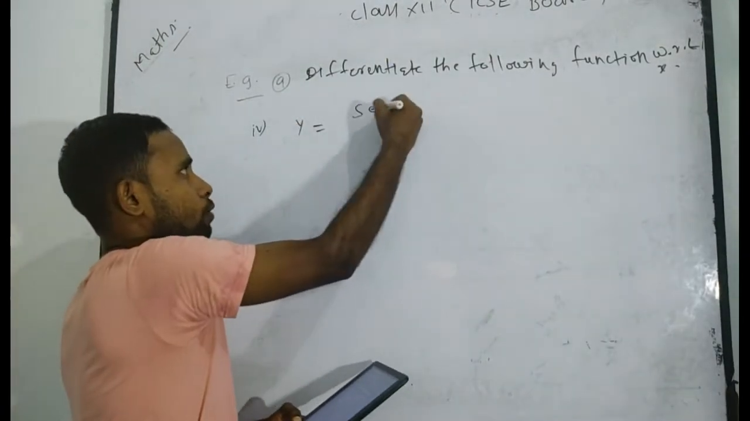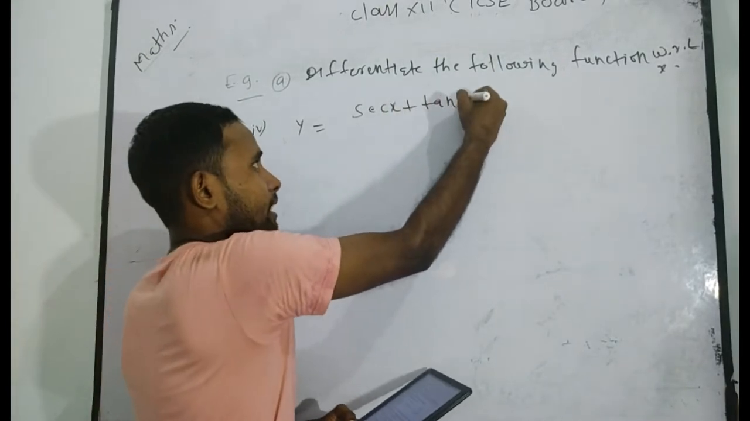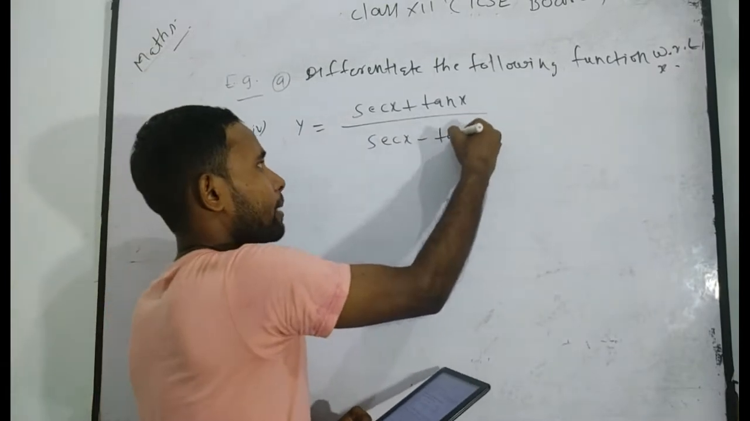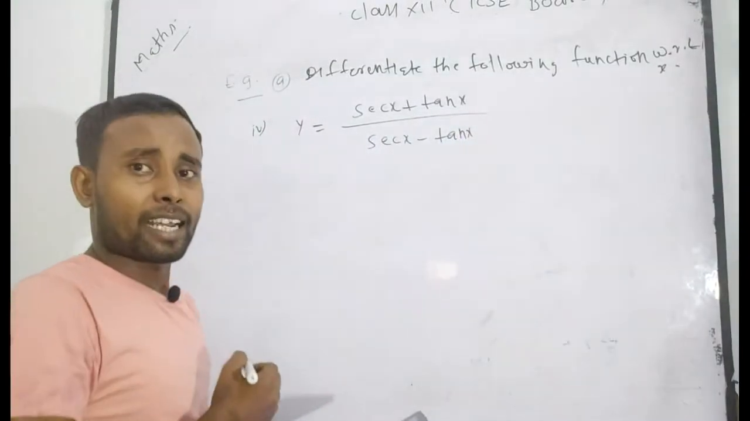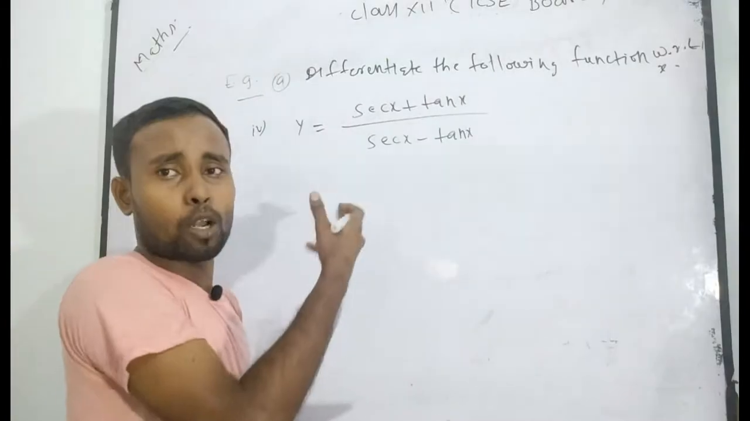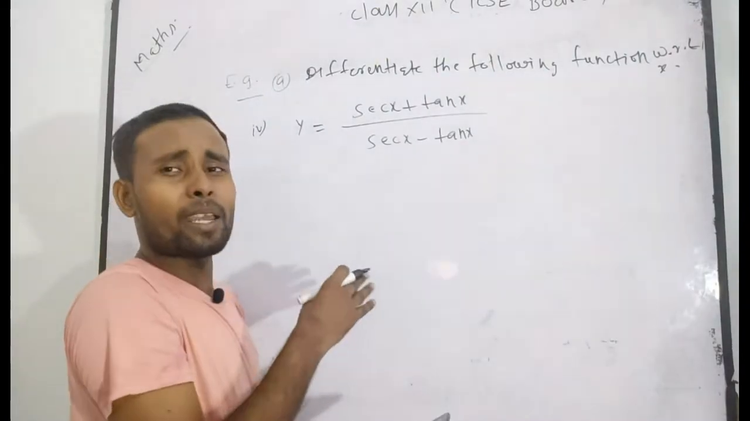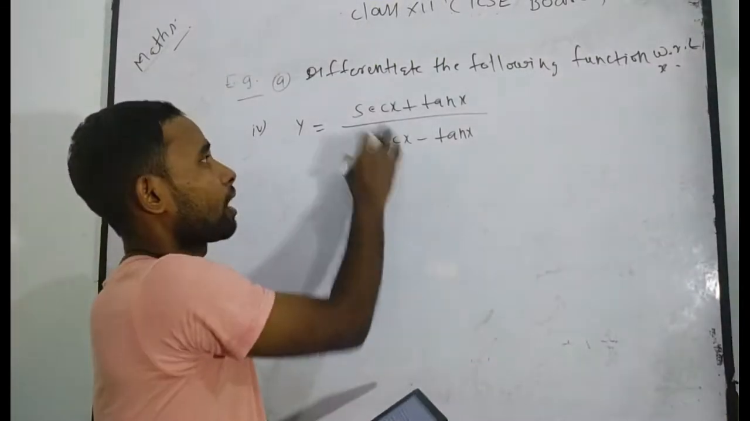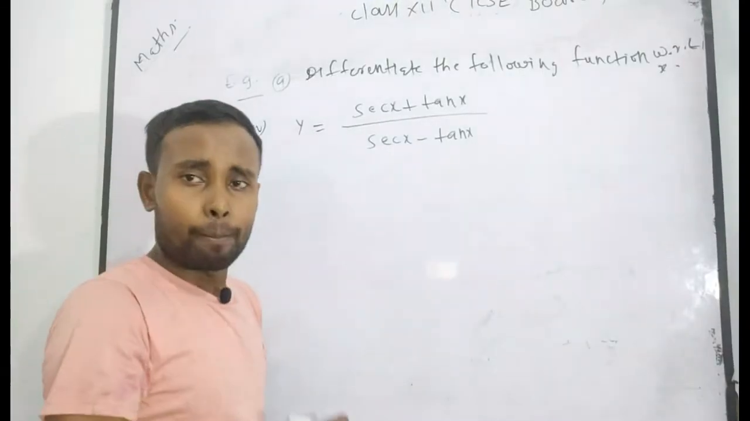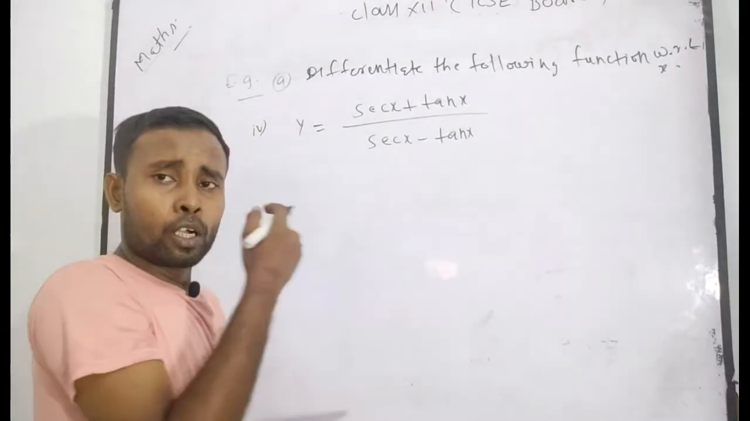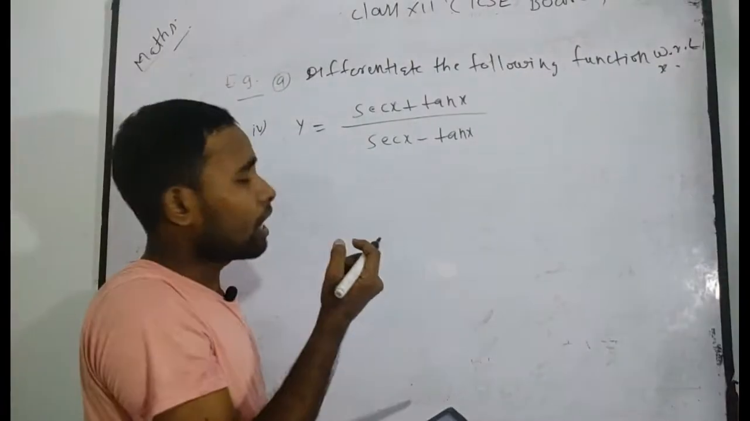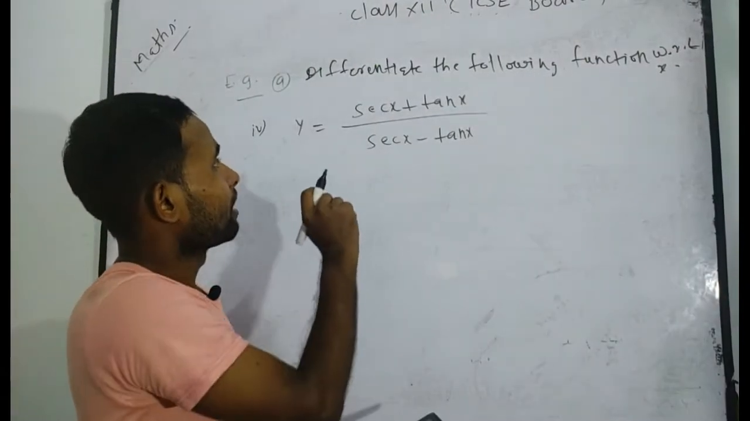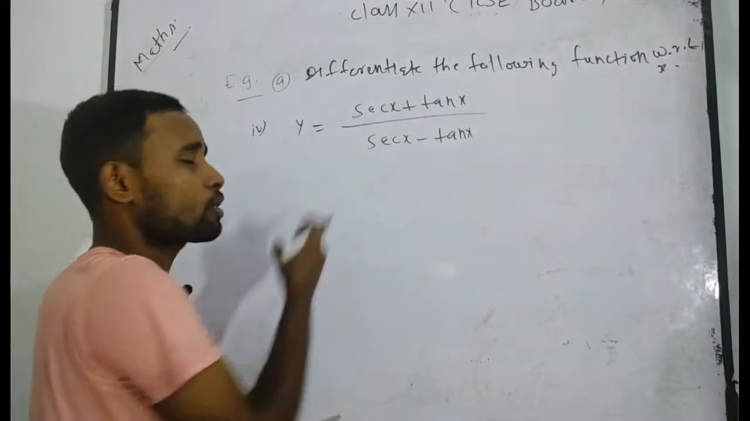Suppose that y is equal to (sec x plus tan x) divided by (sec x minus tan x). Now, if you wish to solve this problem, you can solve it by the simplest method, that means you apply the quotient rule. But if you apply your brain in a simple manner, then you can solve this question very easily.